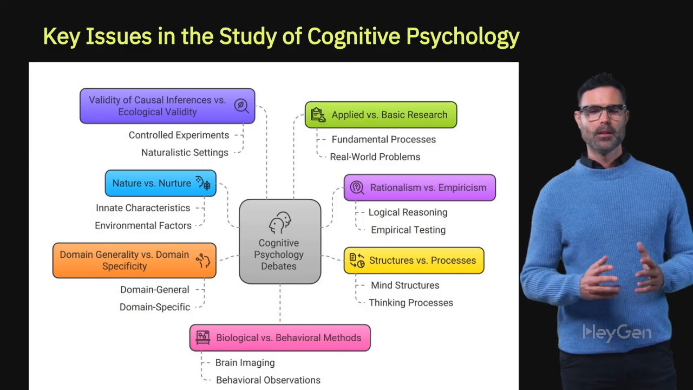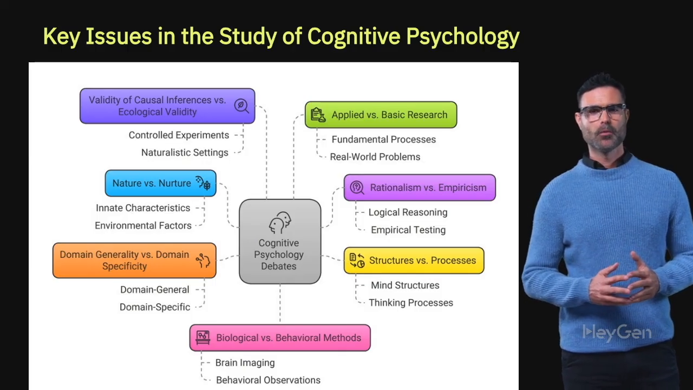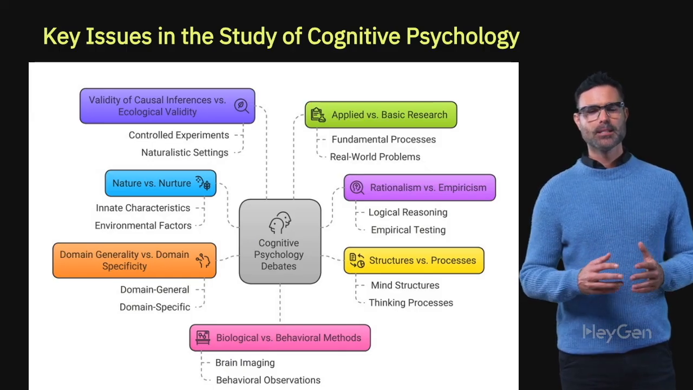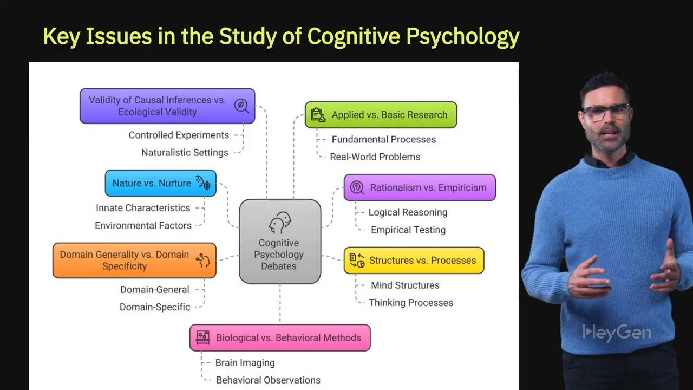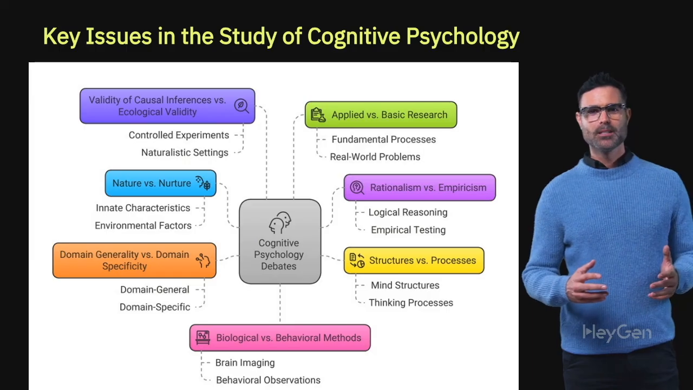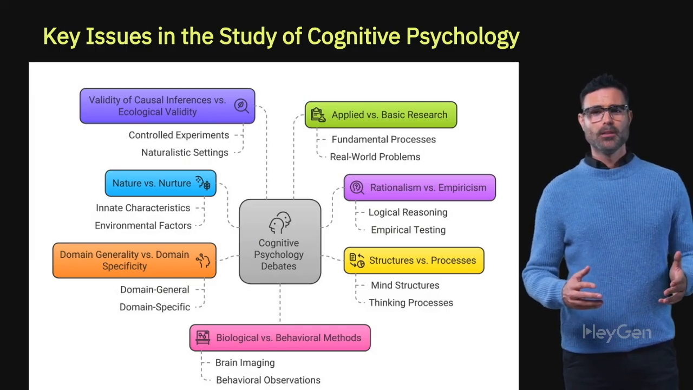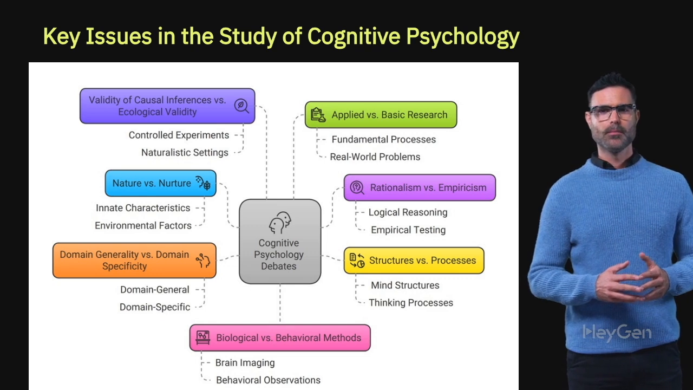Rationalism versus empiricism. How should we discover truth about ourselves and the world? Should we rely on logical reasoning based on existing knowledge, rationalism, or should we focus on observations and empirical testing based on sensory experiences, empiricism? Cognitive psychology seeks to balance theory with empirical methods to learn as much as possible about mental phenomena.